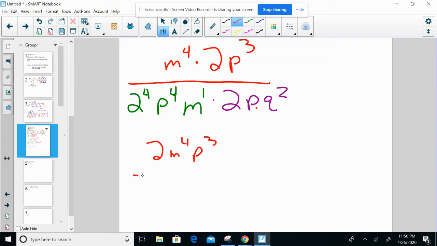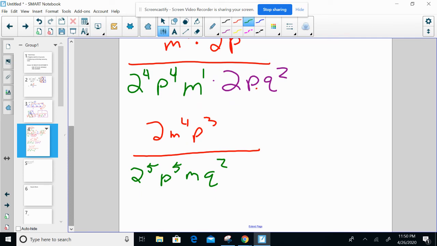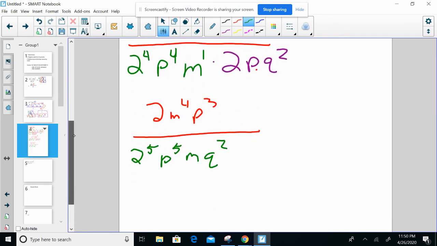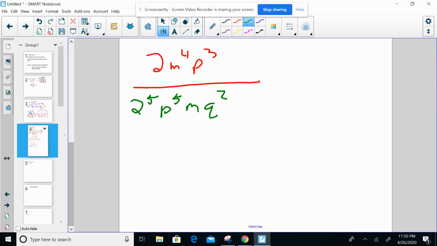All right. Now on the bottom, I'm going to put all of the 2's together. There are 5 of them, 4, and then the 1. So you have 2 to the 5th, P to the 5th, 4, and then the other one. You still have M, and then you have Q squared. All right, so now we've taken care of the top just by rearranging, and the bottom by putting everything together.